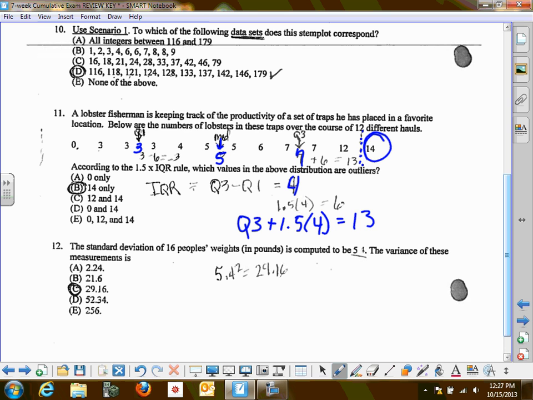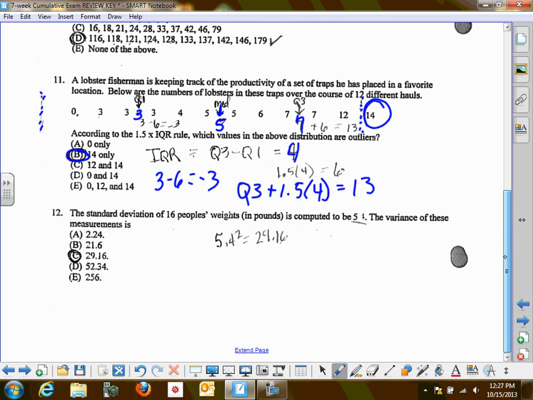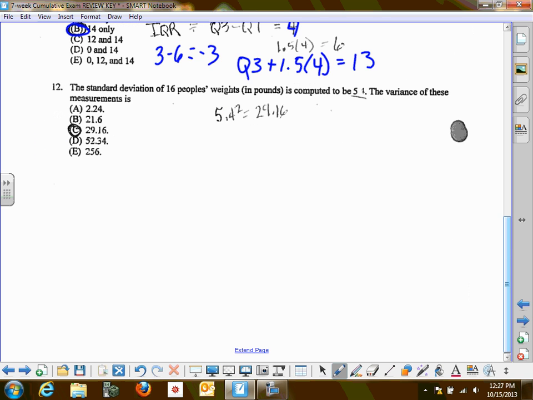The lower fence was 3 minus 6. So the lower fence was at -3, and you can't have -3 lobsters found, so you just had that one upper outlier. And 12 is a pure vocabulary problem for you to know that the variance is the square of the standard deviation. So you just had to square that standard deviation, and that's how you got your answer.